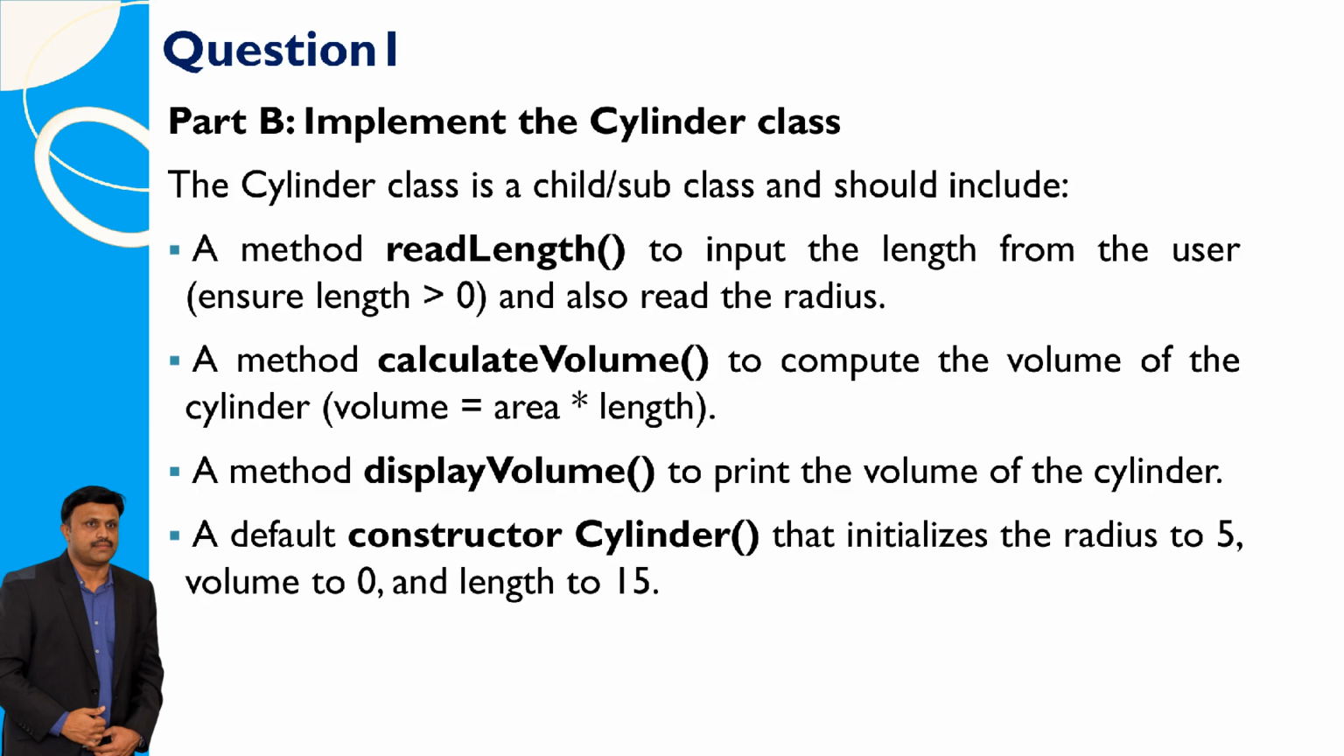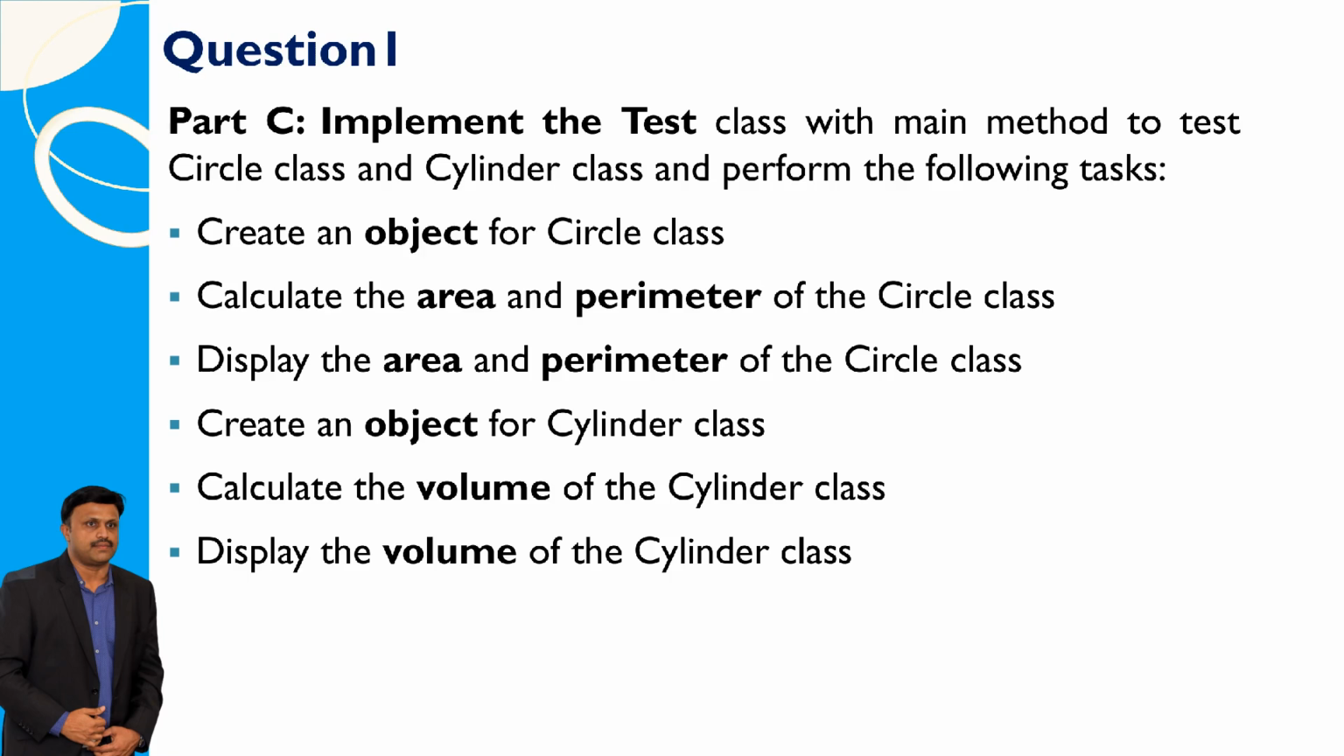Cylinder class, as a subclass, includes a readLength method for inputting and validating the length and radius of the cylinder, ensuring the length is greater than 0. It also has a calculateVolume method to compute the cylinder's volume using the formula volume equals area asterisk length, and a displayVolume method to print the calculated volume. The class features a default constructor, Cylinder, which initializes the radius to 5, the volume to 0, and the length to 15. Part C involves implementing a test class with a main method to test both Circle and Cylinder classes.